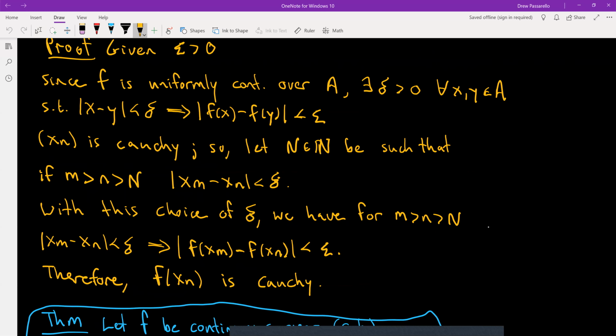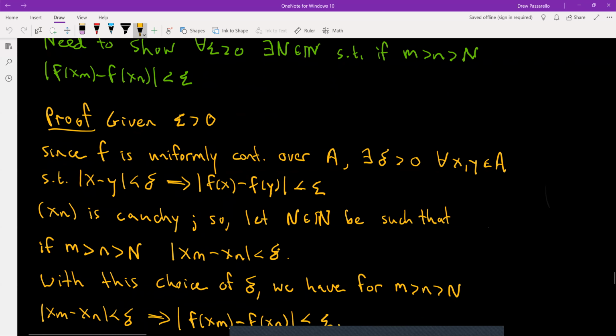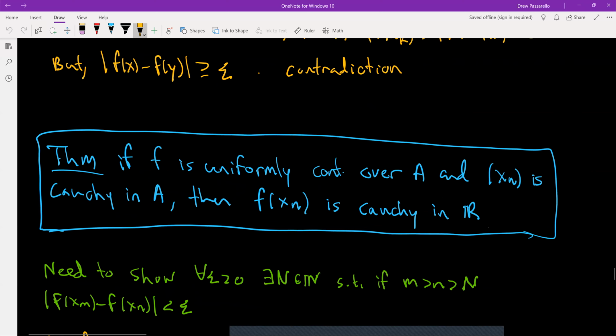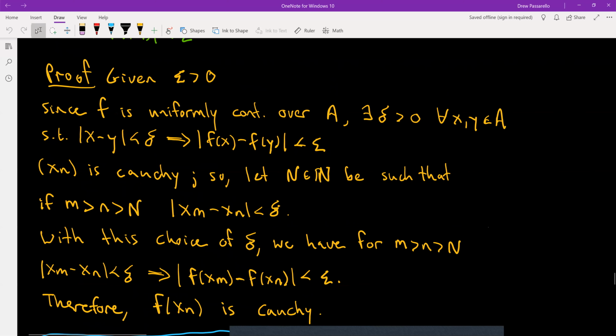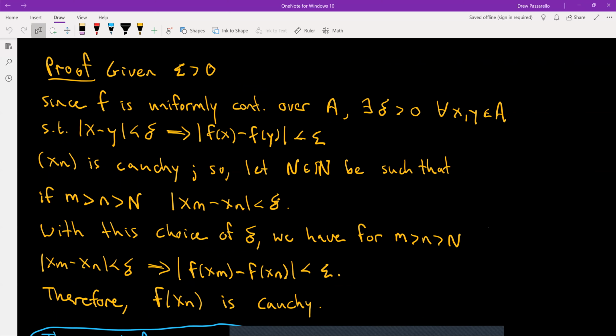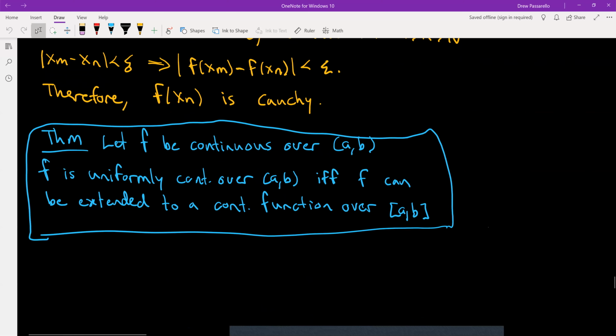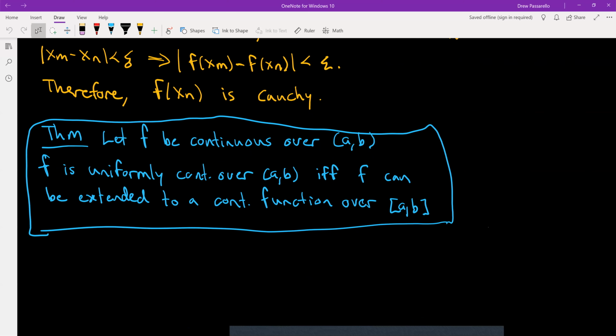All right, so that's that theorem. And we're going to use this along with maybe one of the previous theorems to prove this theorem. So let f be continuous over an open interval (a, b). f is uniformly continuous over (a, b) if and only if f can be extended to a continuous function over the closed interval [a, b].